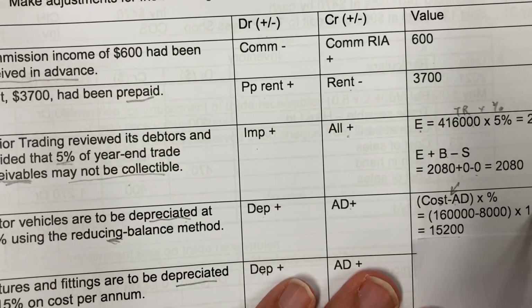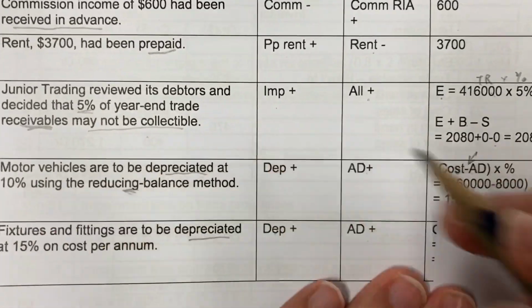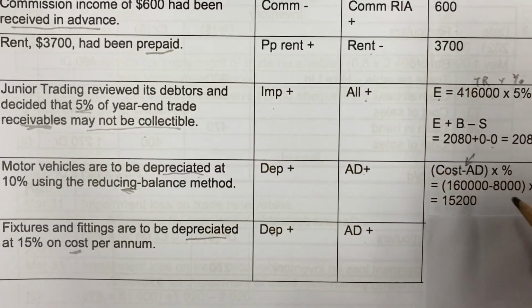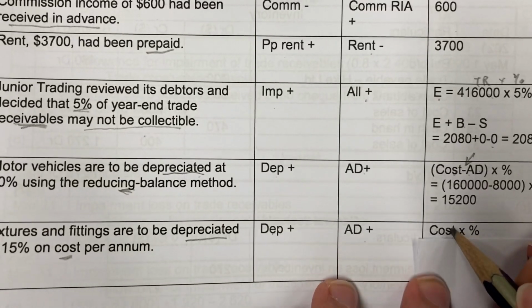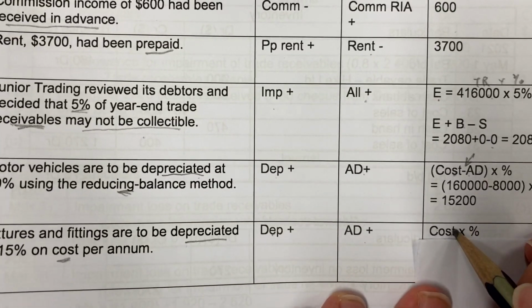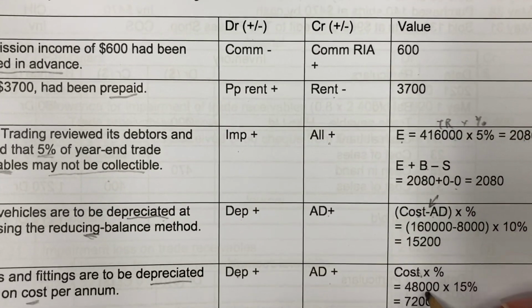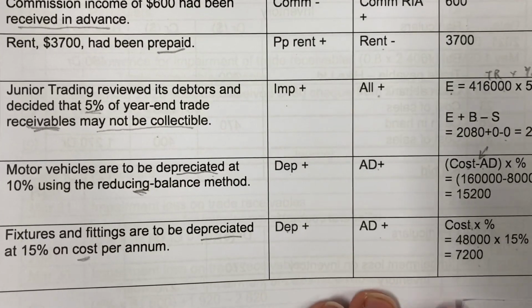Then we multiply by a percentage which is given by the question. Okay, then the last one we want to do is just depreciation on cost. So on cost is just directly on the cost. Then the cost you also get from our trial balance. So we go to our trial balance, 48,000. Therefore, it will be just 48,000 times 15%. And that's how you get your numbers.